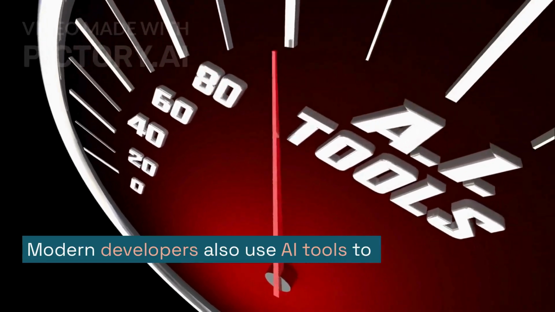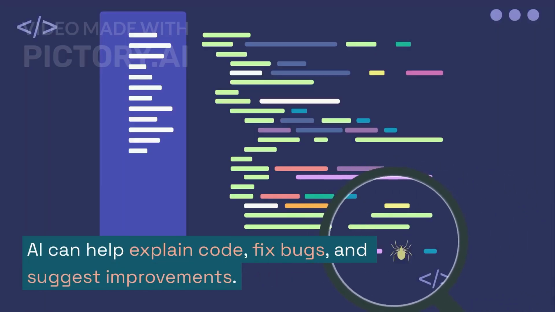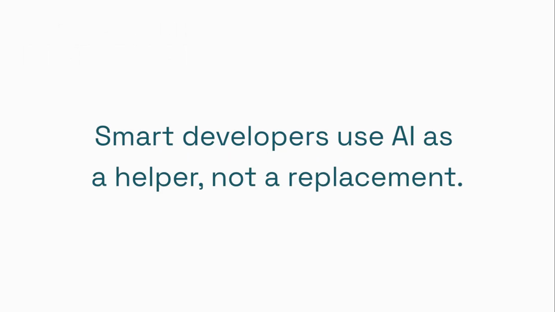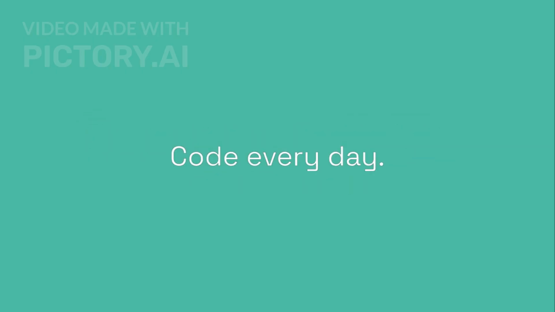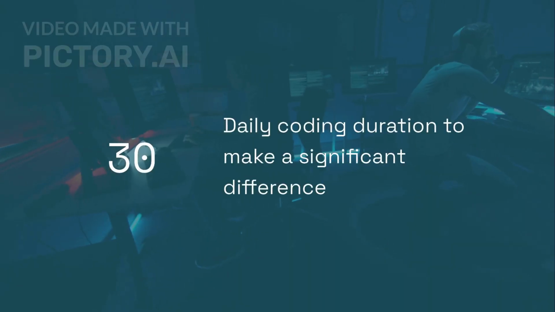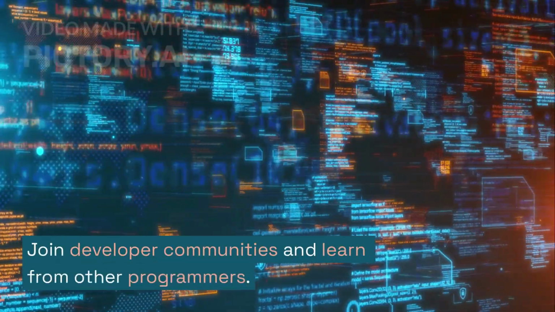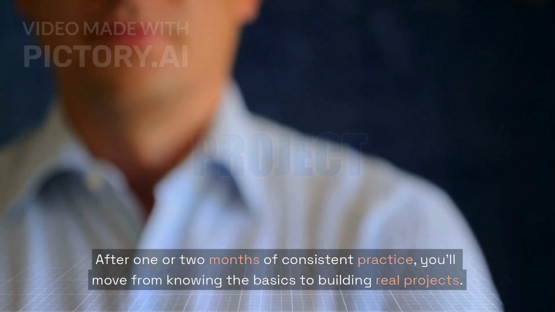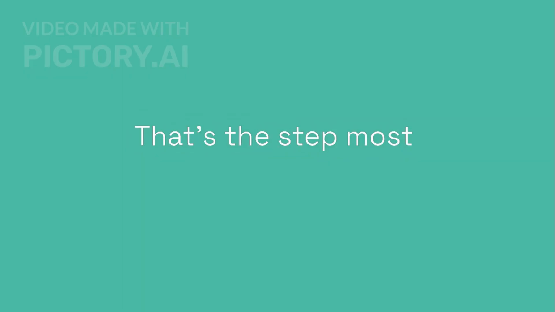Modern developers also use AI tools to work faster. AI can help explain code, fix bugs, and suggest improvements. Smart developers use AI as a helper, not a replacement. The most important habit is consistency. Code every day, even 30 minutes per day makes a big difference. Join developer communities and learn from other programmers. Watch tutorials and code along instead of only watching. After 1 or 2 months of consistent practice, you'll move from knowing the basics to building real projects. That's the step most beginners miss.